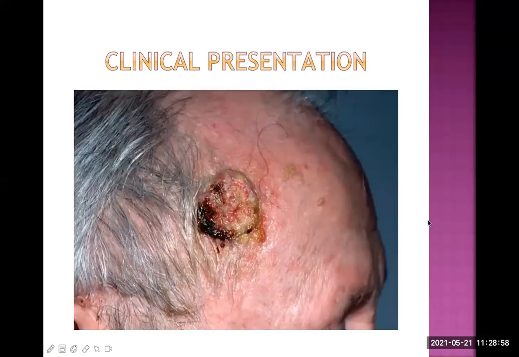Look at this picture here. This is a good picture of a squamous cell carcinoma. See this? Look at the ulcer here. This is the base of the ulcer. There is some necrotic tissue at the base, and this is the edge or margin of the ulcer. See this? This edge is elevated from the surface. This is a very, very important point of the ulcer of squamous cell carcinoma. And there is a bit of bleeding as well. This is bleeding.